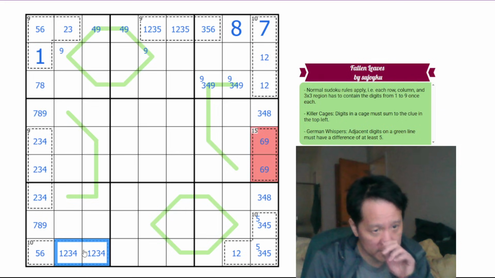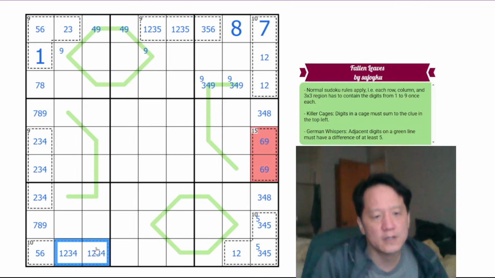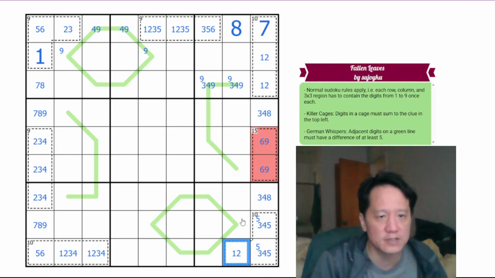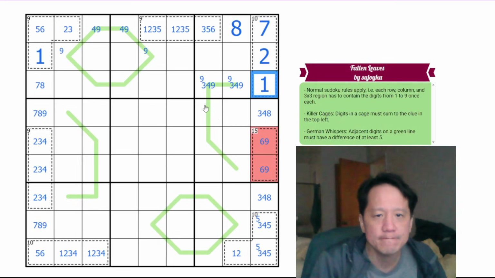But we don't know what this is. It could be 1, 3, 6, 2, 3, 5, 1, 4, 5. And I think those are the possibilities. Because it can't be 1, 2, 7 here, because that would eliminate all possibilities for that cell. Right, so this is 1, which means this can't be 1. This is 2, which makes this 1.